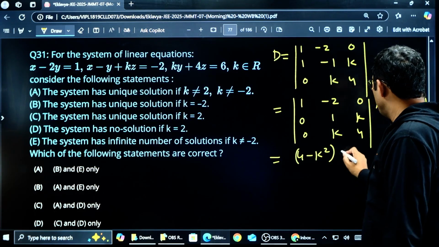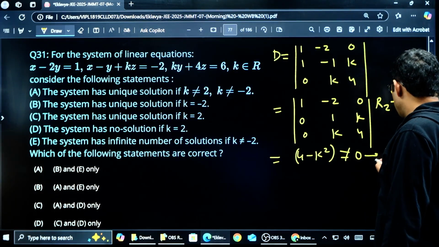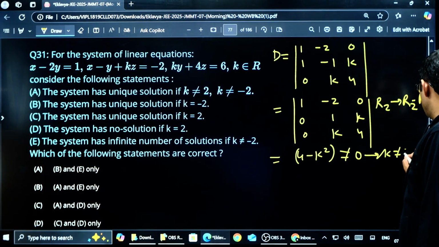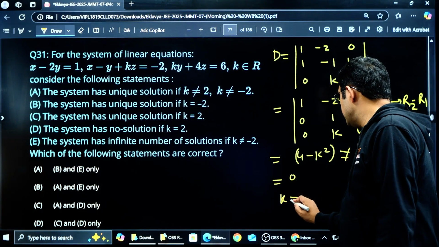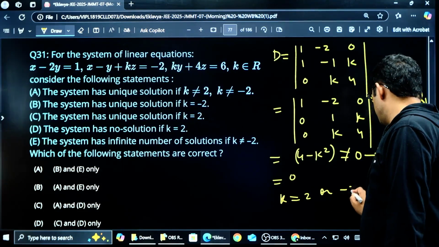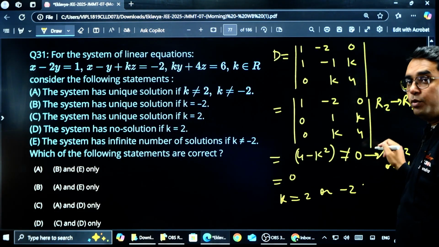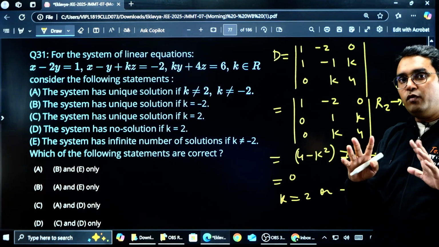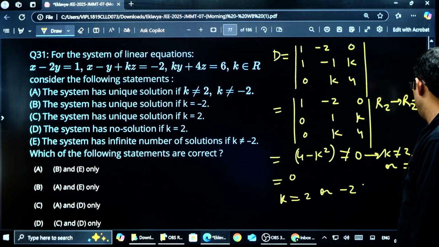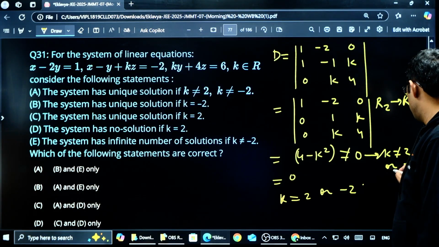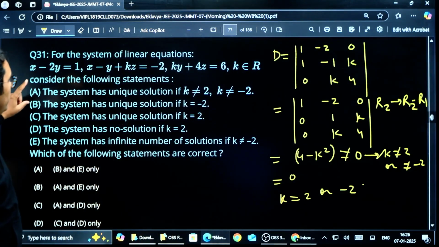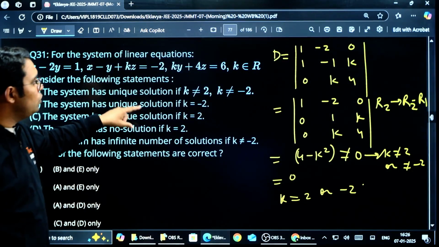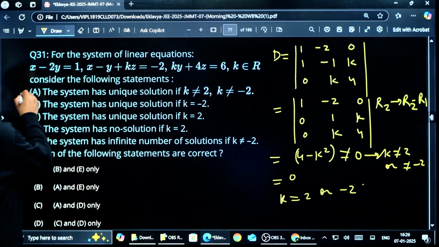Now this not equal to 0 means k is neither equal to 2 nor equal to -2. And if you want this to be 0, that means k is either 2 or -2. If we want this to be not equal to 0, k cannot take two values. Other than these two values, it can take any value, and these values are 2 and -2. So if we look at these options, the first option says unique solution if k is not equal to 2 and k is not equal to -2. So that is the correct option.